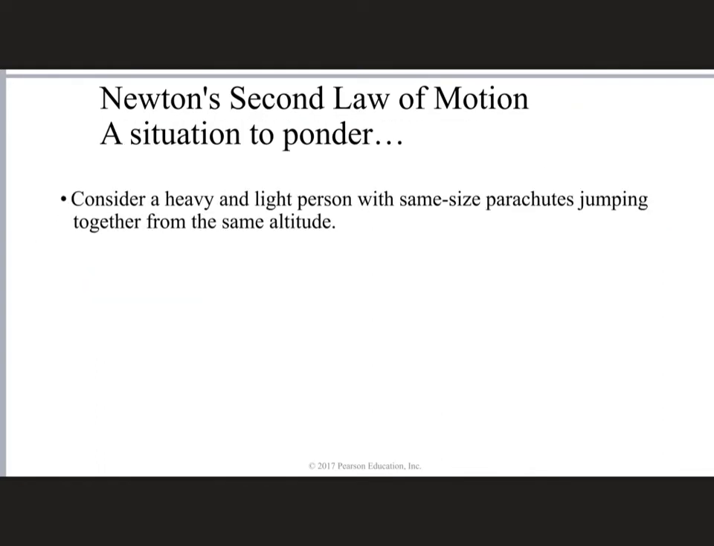Now let's think about another situation. Consider a heavy and a light person with the same size parachutes jumping together from the same altitude. So they leap from the same height at the same time. And we could even say they open their parachutes at the same time. So the parachute opens the minute they leave the plane. And what happens to them? Which one is going to hit the ground first?